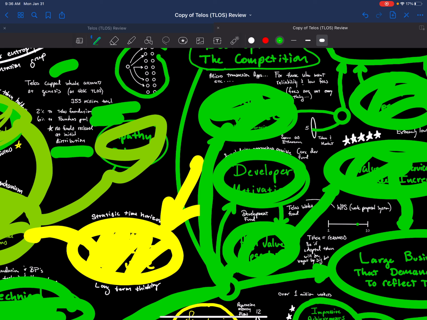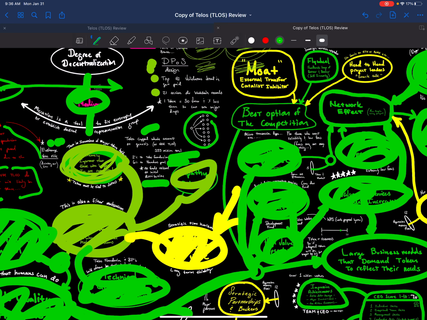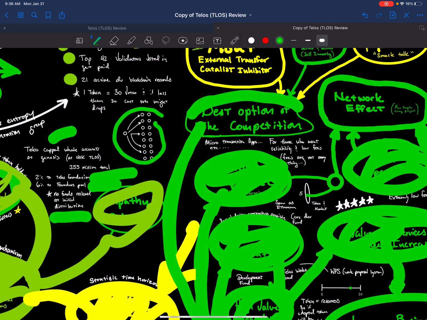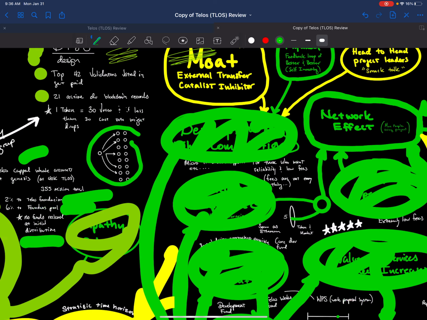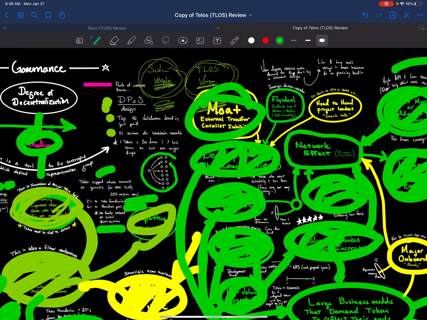Developer motivation: there's a fund to fund developers, so there's a way to do that from the DAO. Best option of the competition: yes, I'd say actually Telos is one of the best for what it's designed to do, which is low fees and extremely fast. And yes, it is one of the best ones in my opinion.